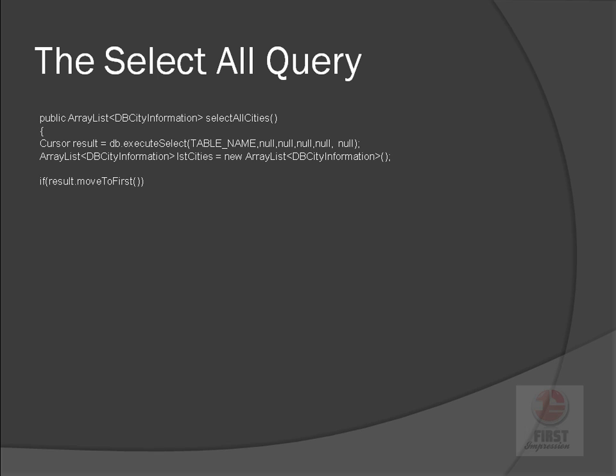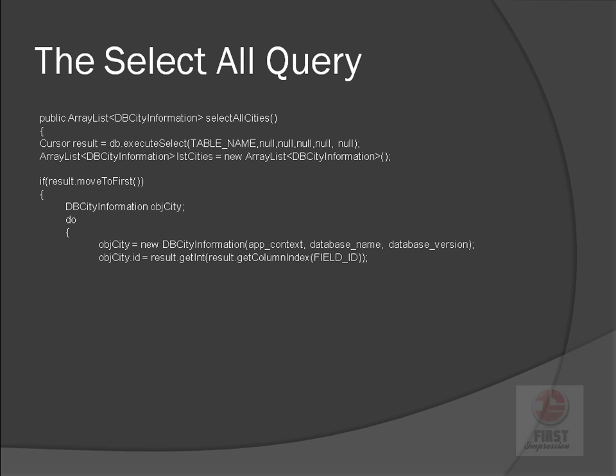Then we'll say if result.move to first. This indicates that we have at least one record in our database. If result.move to first gave us a true value, then we'll create an object of the db city information. We'll have a do while loop. Inside the do while loop, we'll first create a new object of db city information. We'll say obj city equals to new db city information. Inside this, we'll pass the context, the database name and the version. Because the constructor of this class requires us to have the context, the database name and the database version.